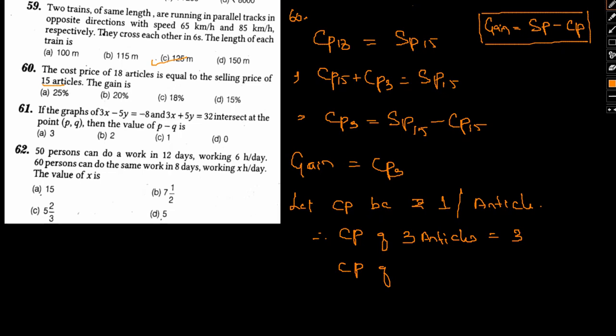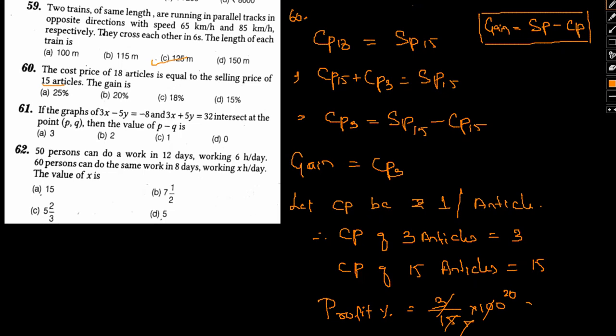CP of 15 articles will be equal to 15. So therefore profit percent is 3 by 15 into 100, which equals 20%. Option B will be my answer. So I hope this is clear as well. Now let us move on to the next question, number 61.